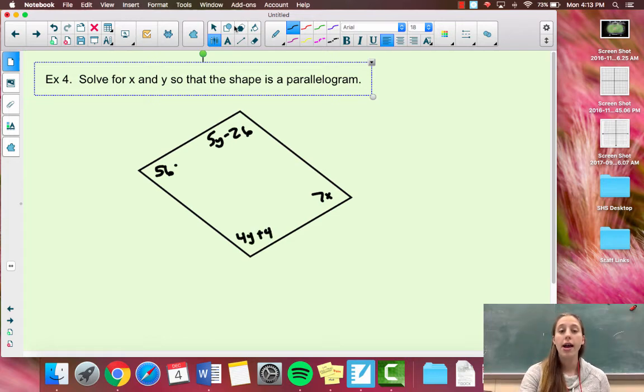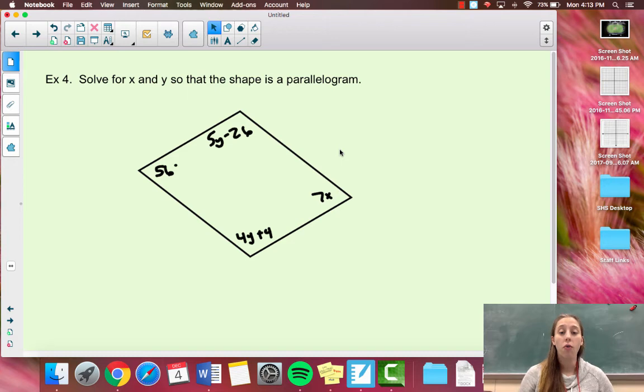So I want you guys to go ahead and figure out how you would solve for x and y so that this shape is a parallelogram, because right now it's not, but we can make it a parallelogram by setting up equations a certain way. So solve for x and y, answer the question, and then you should be good to go.